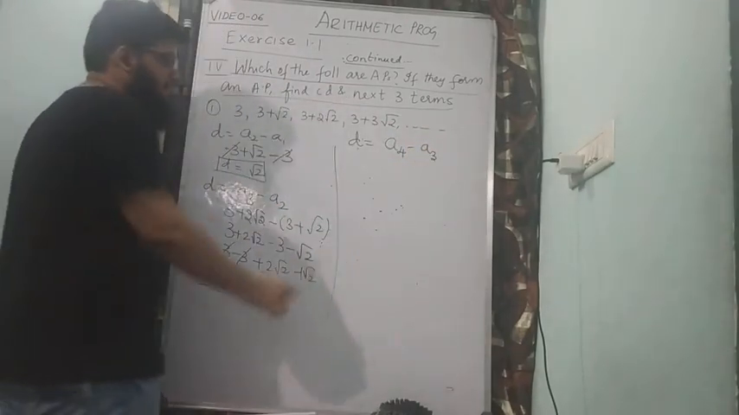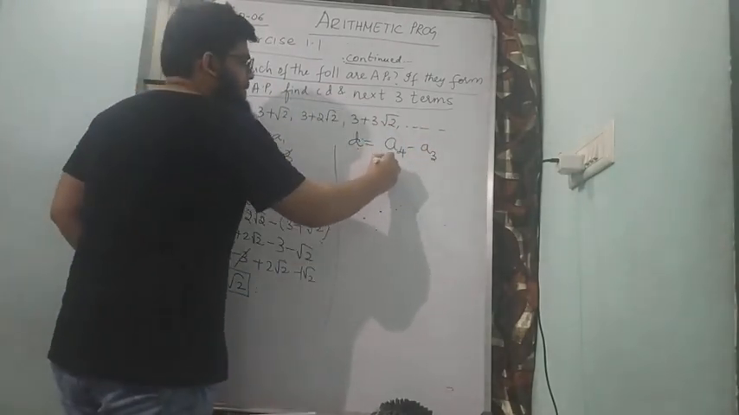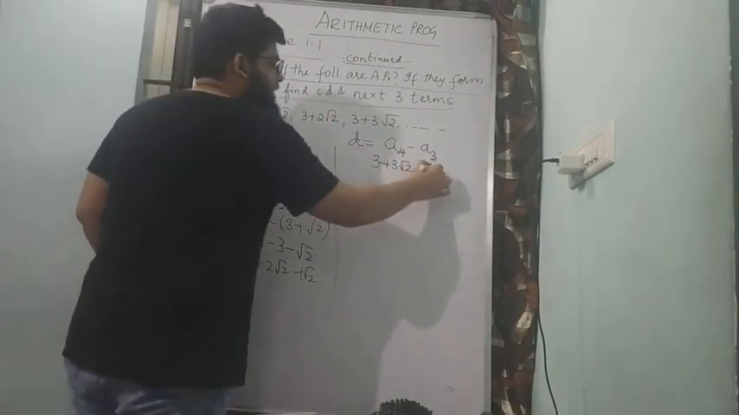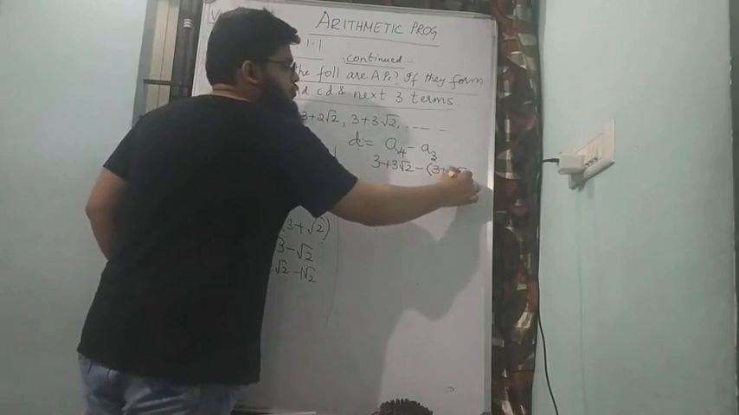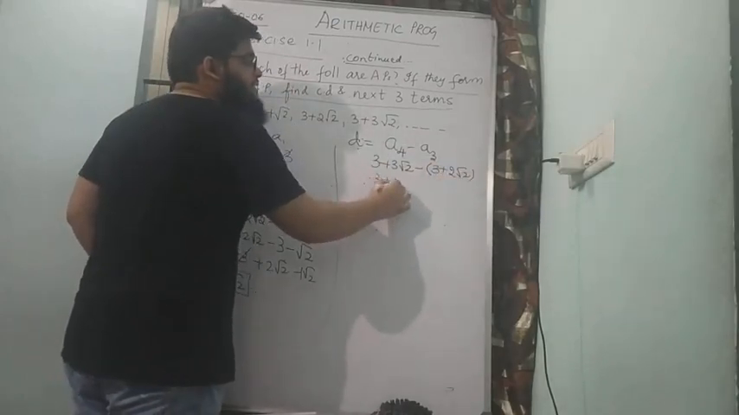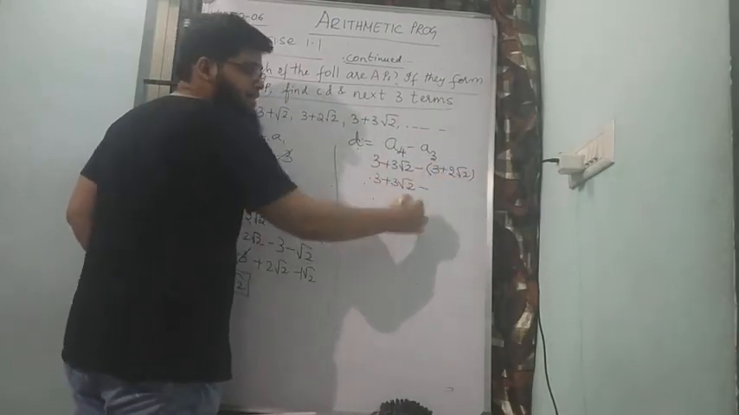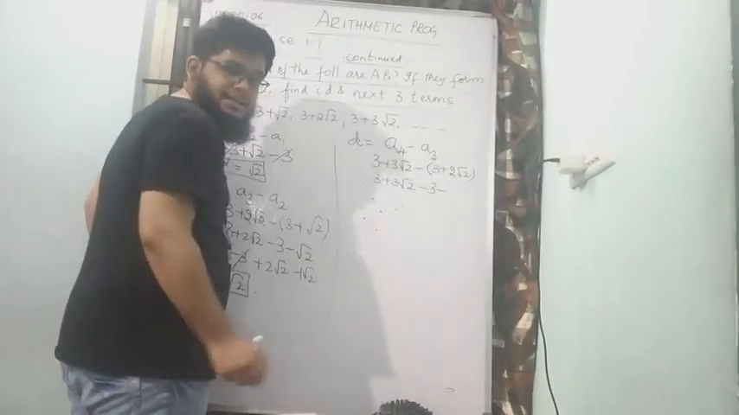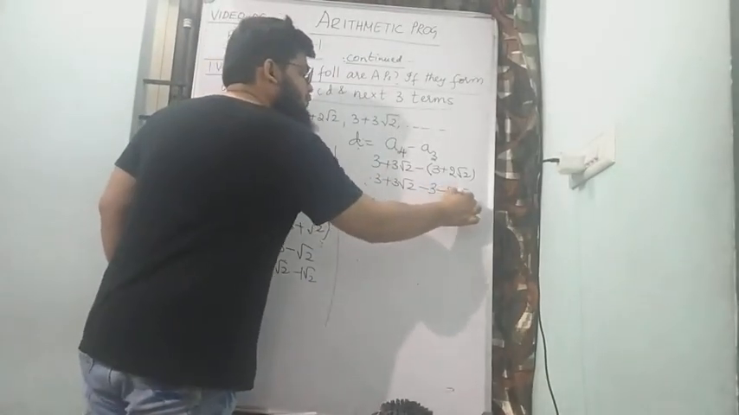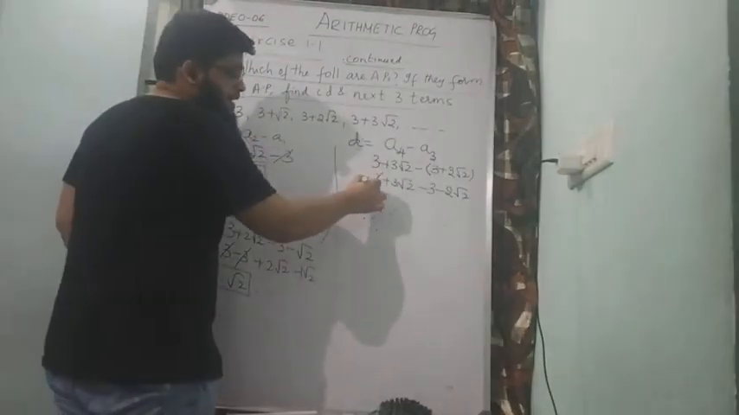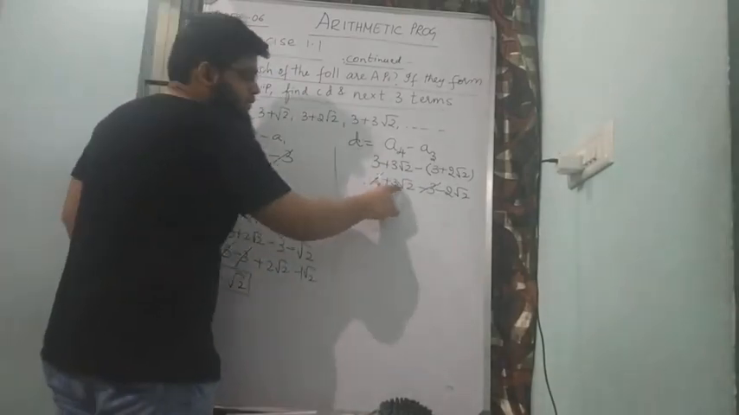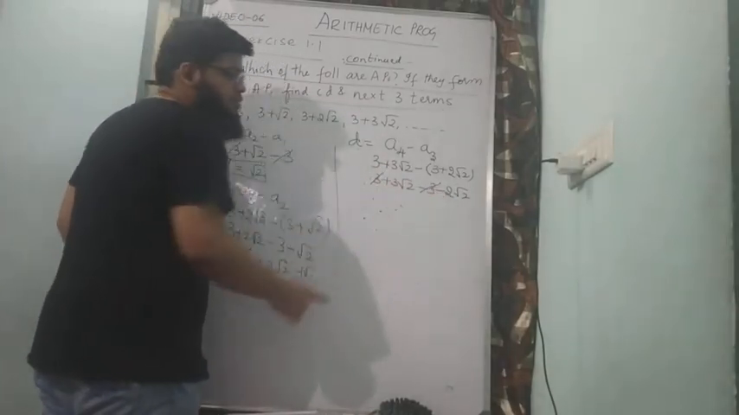A4 minus A3. A4 is 3 plus 3 root 2, minus A3 which is 3 plus 2 root 2. So 3 plus 3 root 2 minus 3, and minus into plus is going to be minus again, 2 root 2. So again plus 3 and minus 3 can be cancelled.